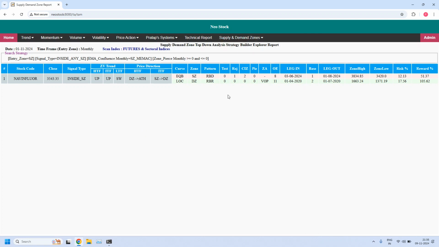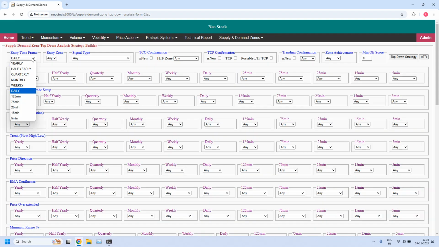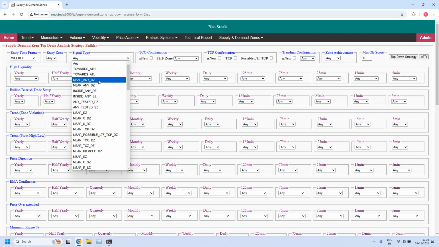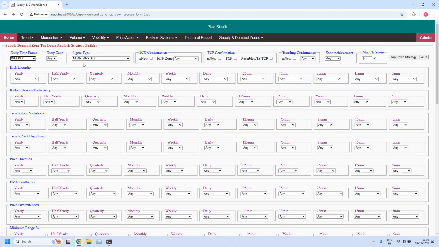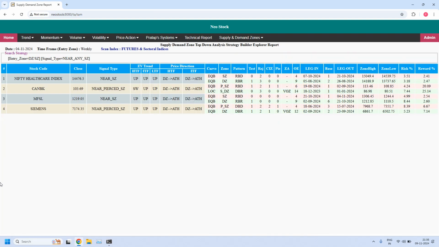Next, let us look into the weekly time frame. So entry time frame is a weekly. Let us find the stocks near weekly demand zone. 10 stocks are filtered near to the weekly demand zone. Next, weekly time frame. Let us find the stocks near weekly supply zone. 4 stocks are filtered.